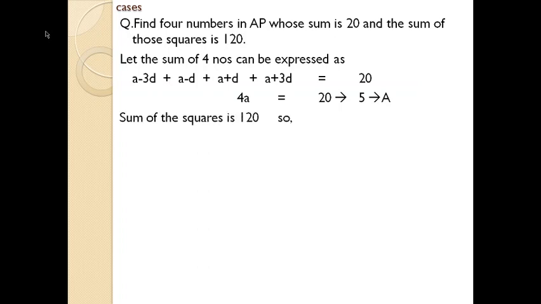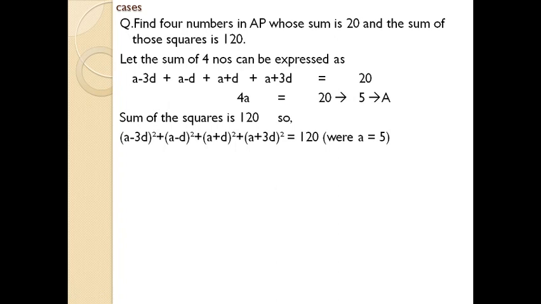Next sentence, and the sum of those squares is 120. The sum of the squares of those four unknown values, which we know are a minus 3d, a minus d, a plus d, and a plus 3d, will be 120. It can be written as a minus 3d the whole square plus a minus d the whole square plus a plus d the whole square plus a plus 3d the whole square equals 120, where a is 5 because we just arrived at the value of a in the previous step.